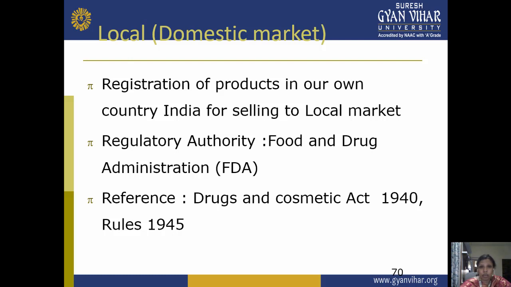So first of all, local or domestic market. So registration of products in our own country, India, for selling to the local market. Okay, so the first thing is that we can register our own product in India for selling to the local market. Second is the regulatory authority, FDA, and third is the reference, that is Drugs and Cosmetics Act 1940 and Rules 1945. So if you are making any formulation, you should follow the Drugs and Cosmetics Act. The regulatory authority, FDA: any food product or any product should follow the guidelines provided by the FDA, and then we can make and sell our product in the local market.